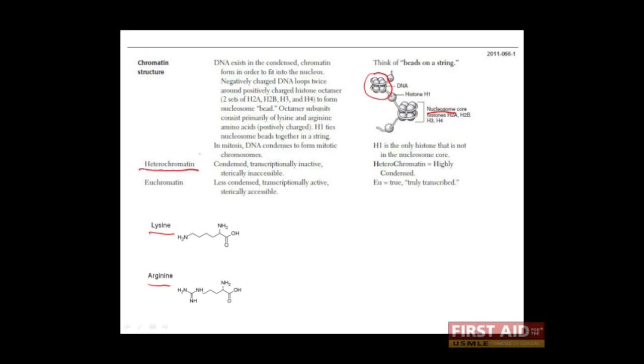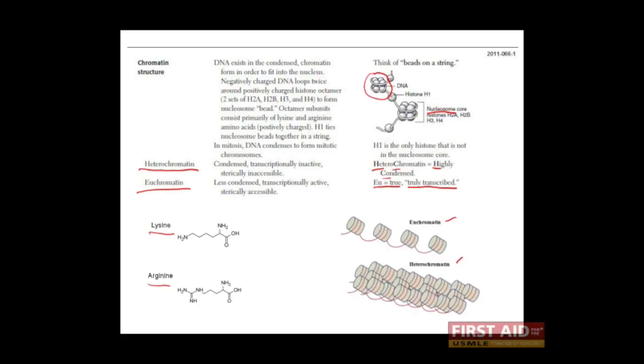When DNA is tightly bound to histones, it's condensed and it's known as heterochromatin. When it's loosely associated, it's called euchromatin, and you can remember this with the mnemonic: heterochromatin is highly condensed, and euchromatin, eu rhyming with true, truly transcribed. Here's a cartoon that depicts what euchromatin and heterochromatin looks like. Here's the euchromatin, and here's the heterochromatin.